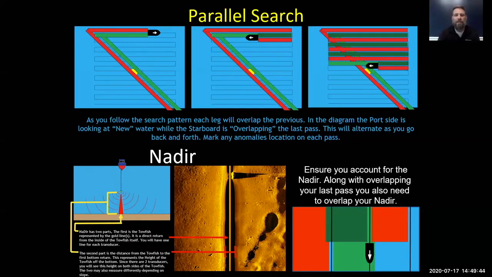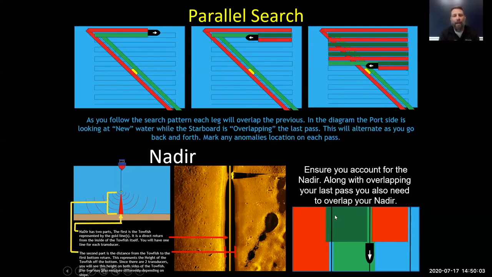We can see that we are overlapping slightly our last pass. And so, of course, when we're moving and we turn around, our green is going to be over green, and we turn around and our red will be over red, and that is doubly visualizing each pass. But the overlapping that I'm talking about is when you're overlapping that nadir.